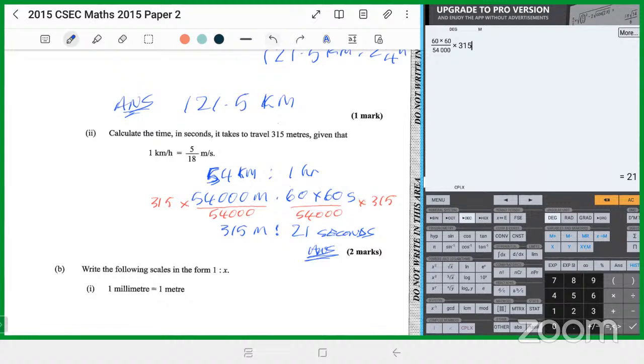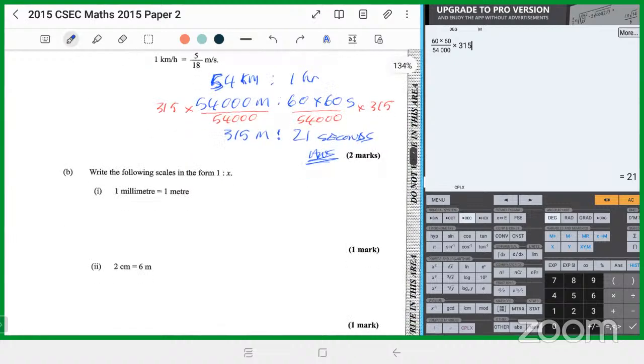All right, and then I want this side to become 315. So I divide by the 54,000, carry down to 1, and then multiply it back by 350. I do the same thing on this side. And I get the answer. 350 meters is 21 seconds, and that's it. Simple, just do it like a ratio.